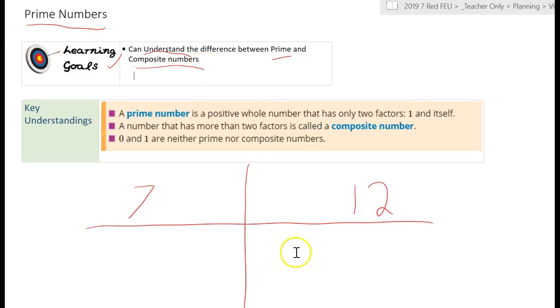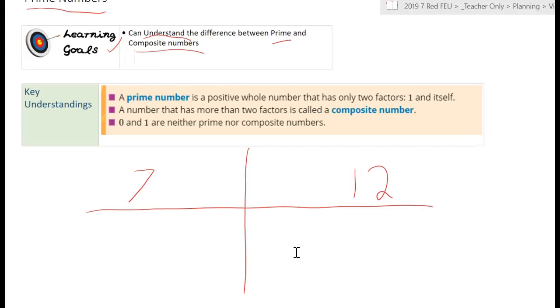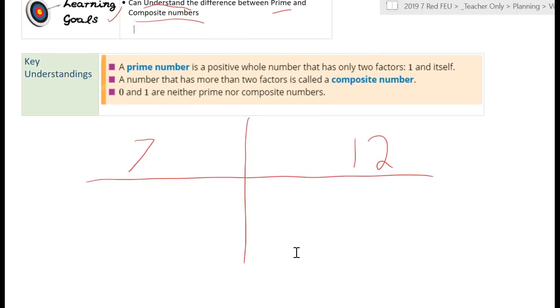Now we'll get our key understandings here, and I'll get you to write these down as we go through. Firstly, a prime number is a positive whole number that only has two factors, and that is one and itself. If you're unfamiliar with the terminology of factors, we've looked at that previously, so make sure you look back to understand what factors are. But a prime number only has two factors: one and itself.